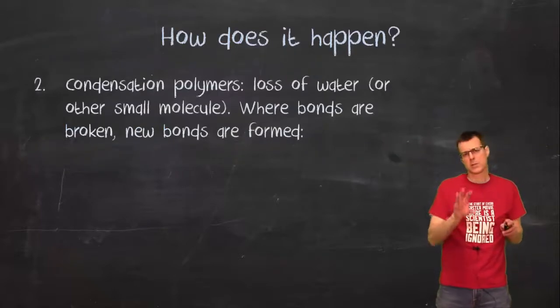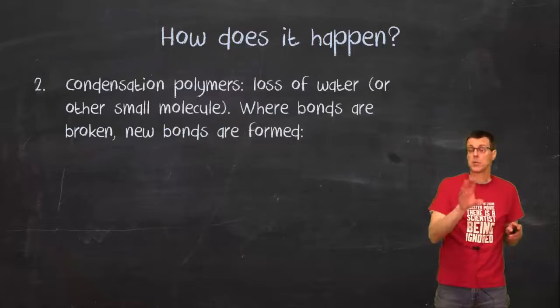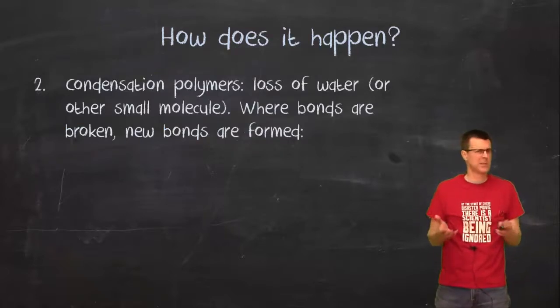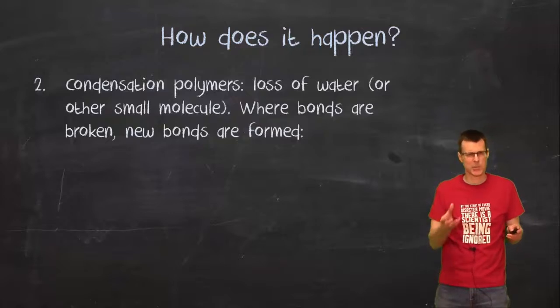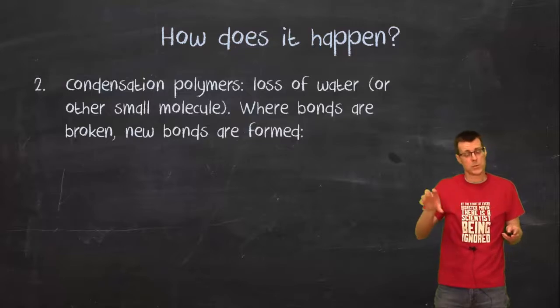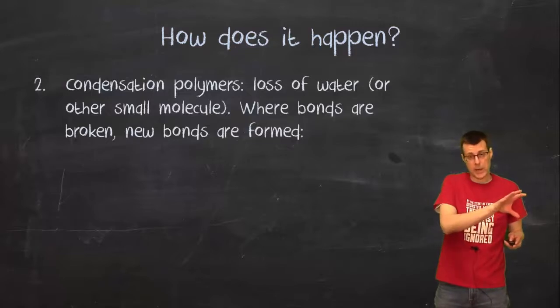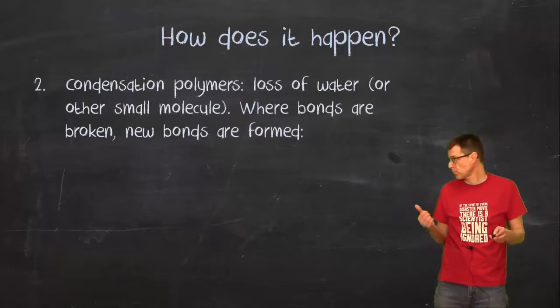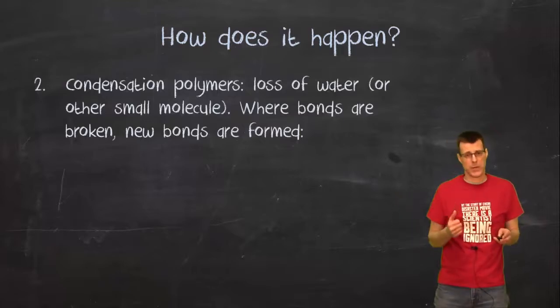The other type is what's called a condensation polymer. Now if you took biology, you've learned about condensation polymerization already. You didn't call it that, you probably called it condensation, but that was how proteins form, when amino acids form proteins. That's also how nucleotides form nucleic acids like DNA, that's the kind of reaction that's going on.